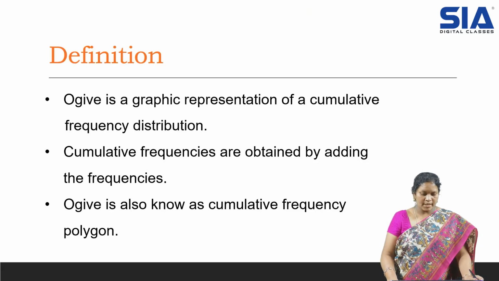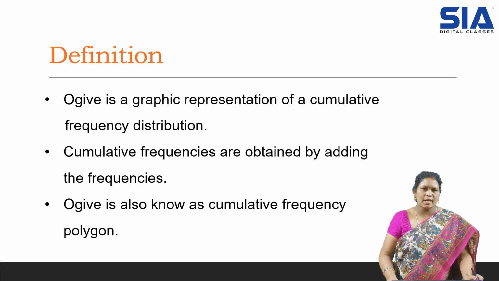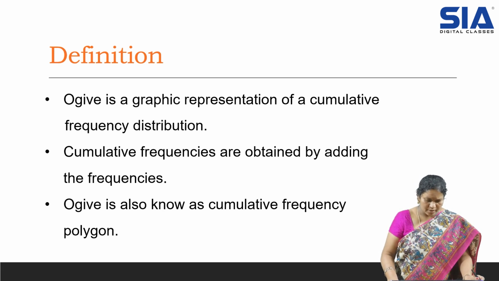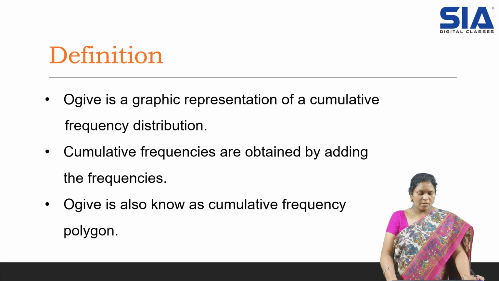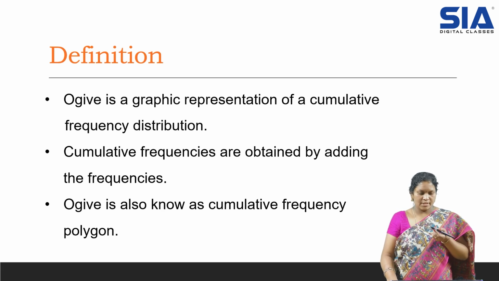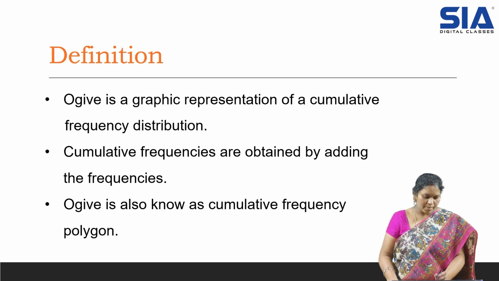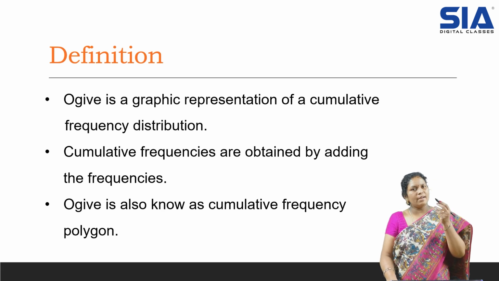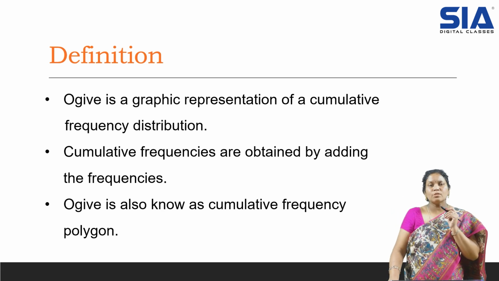Ogive curves are nothing but a graphical representation. Our entire second unit is based on graphs, right? We have rectangular bar diagrams, histogram, pie chart, like that. One of them is Ogive curves. Ogive curves graphically represent the data. Particularly, the graphical representation of the cumulative frequencies we obtain is considered an Ogive curve.